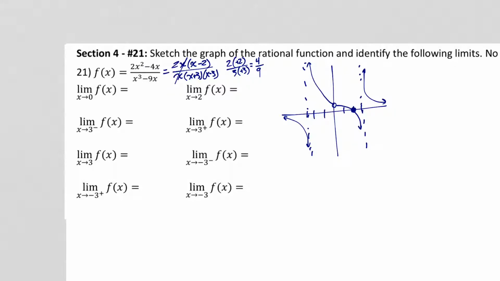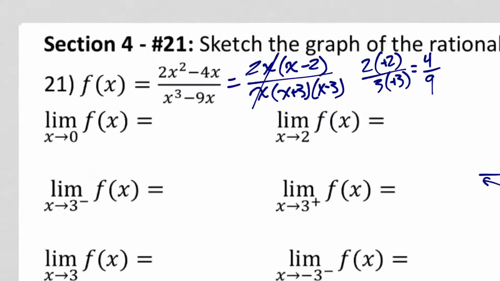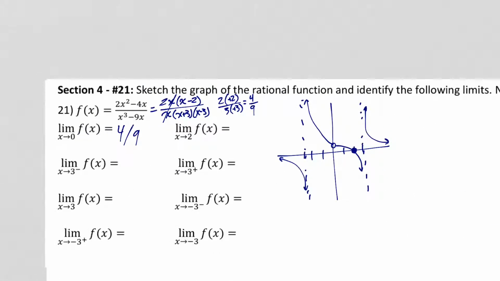So evaluate these limits. As x approaches 0, well, that's our hole. We found it. It is 4/9. As x approaches 2, that's the 0. So 0. As x approaches 3 from the left, we're going down to negative infinity. 3 from the right, we're going up to positive infinity. Therefore, as we approach 3, that limit does not exist.